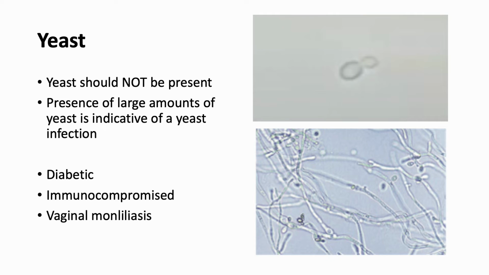True yeast infection in the urine should show budding yeast cells accompanied by leukocytes. These are seen clinically in diabetics because of the acidic, glucose-containing urine, which is an ideal medium for yeast cells to grow. Now, the presence of yeast cells can also be just mere contaminants, especially when the urine is not examined fresh. Yeast cells can also be seen in immunocompromised patients and those with vaginal moniliasis.